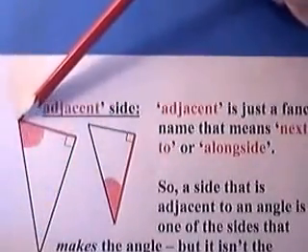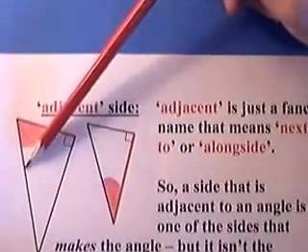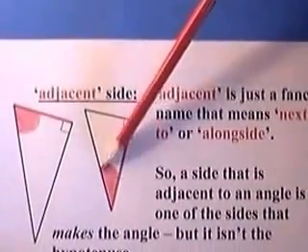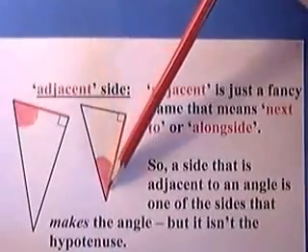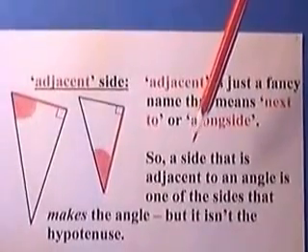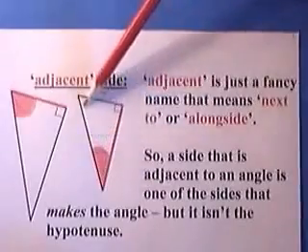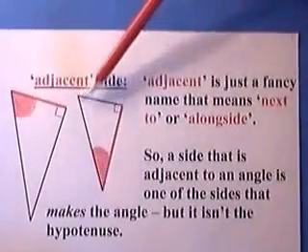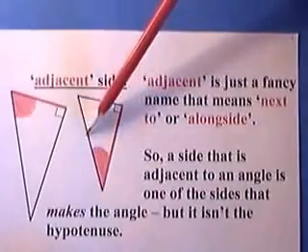It really is, but this long side in a right angle triangle has got a very special name, and I'll be coming to that in 1 second. Here in this triangle, this red angle, the side alongside it is this one here. So a side that is adjacent to an angle is one of the sides that makes the angle, but it is not this long side, which is called the hypotenuse. This side and the hypotenuse make that angle, but the adjacent to this is this one, not the hypotenuse.